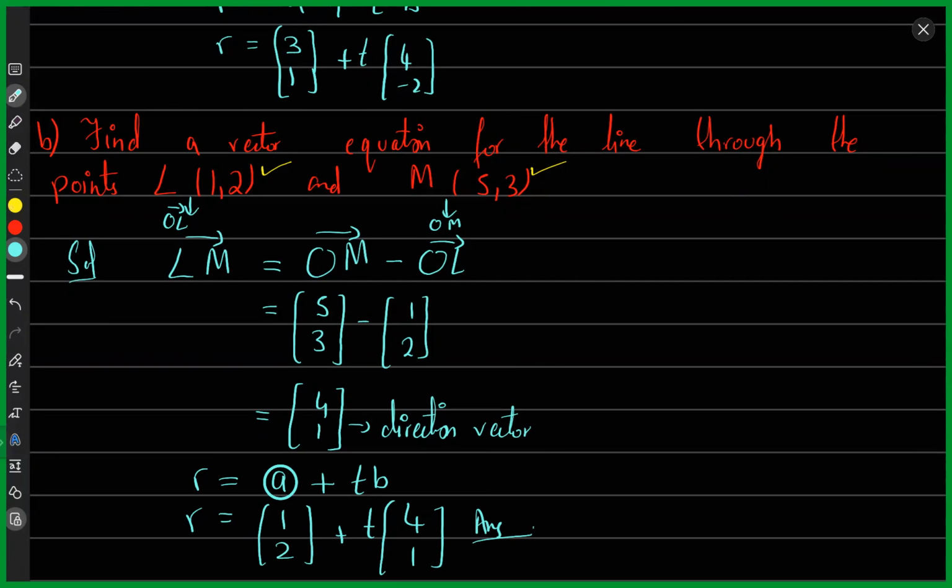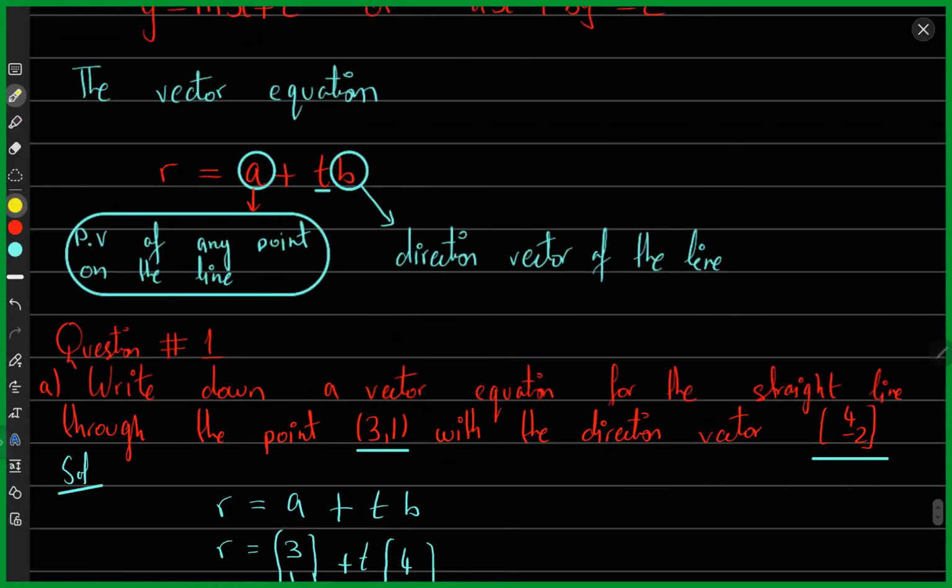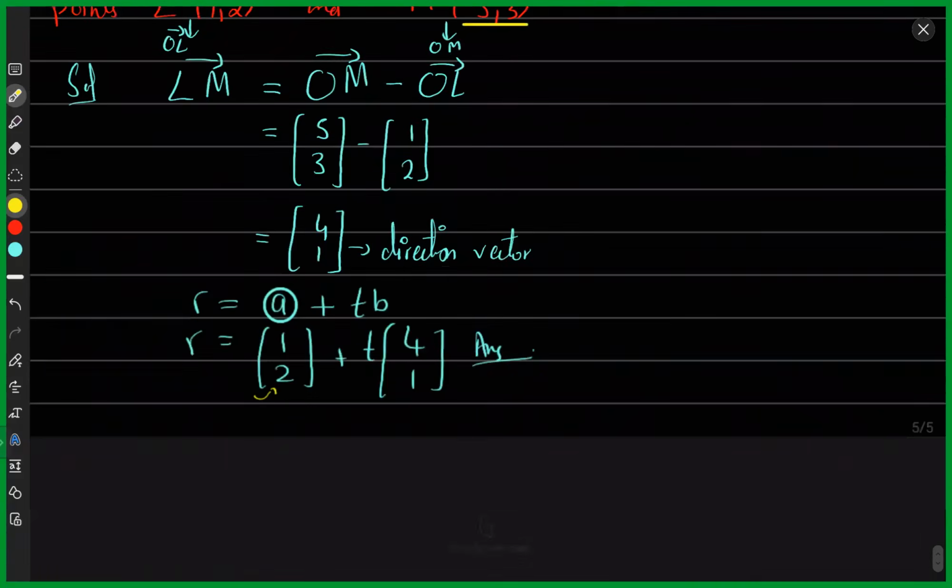Now here, one thing should be certain, that instead of (1, 2), you could have used (5, 3) as well, because according to the rule, this a is the position vector of any point lying on the line. So technically, it's just your choice. You're not supposed to do anything forcefully. You can use any position vector of your choice that is lying on the line, and then you would be able to find it correctly. Now this question was basically in 2 dimensions. Let's talk about another question.